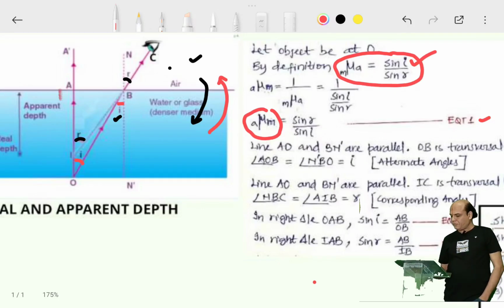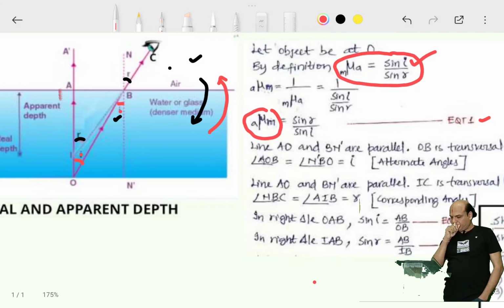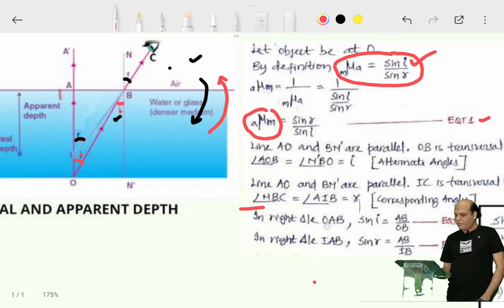Now, we already have shown that this angle I and this angle I are equal, like angle AOB and angle OBN dash are equal, that is I. Then angle AIB and angle NBC, they are equal, that is equal to the angle of refraction R. So now look at the triangle OAB.